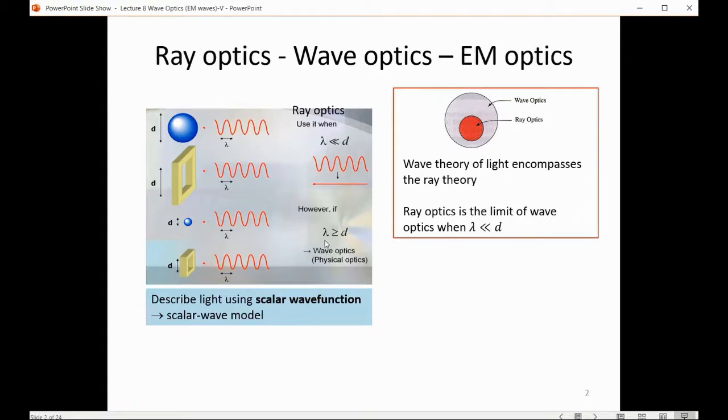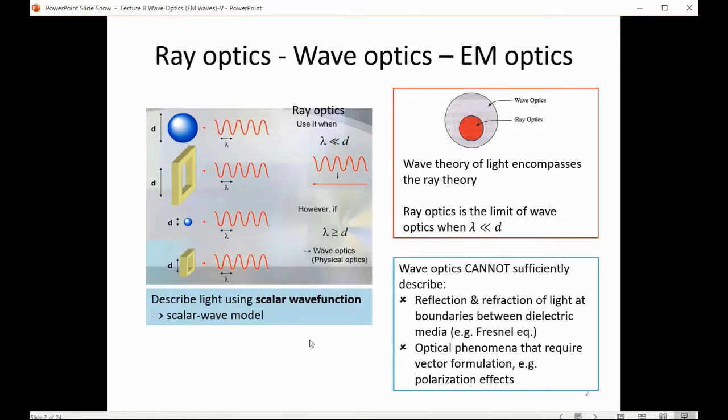When lambda is larger than the dimension of the object or the aperture, then wave optics will be applicable. And it can describe light using scalar wave function. So we will be using the scalar wave model.